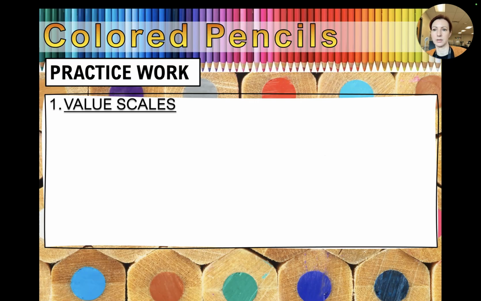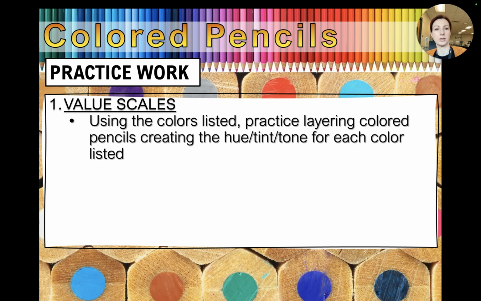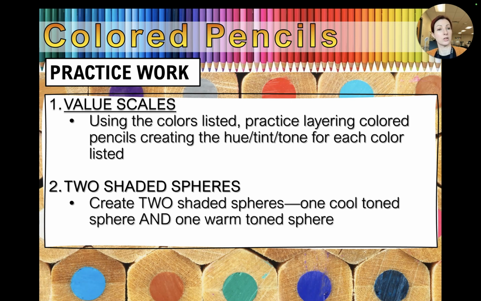So your practice work. You're going to do a set of value scales which have the colors listed, and you're going to practice layering and creating dark tones versus light tones of each color. There is a tutorial video that walks you through all this. And then second, you're going to do 2 different shaded spheres. You're going to do a cool toned, and then you're going to do a warm toned, and there's also a tutorial video for this to help walk you through how you pick what colors and what that type of shading looks like.